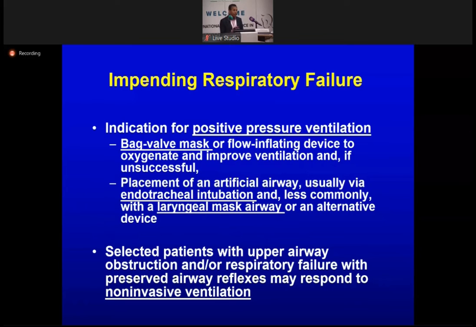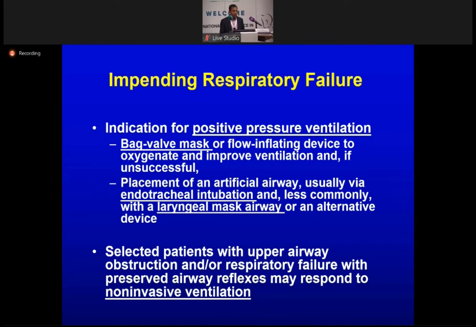And then if the preceding measures fail, and the patient is getting into impending respiratory failure, then that becomes an indication for positive pressure ventilation, which would be started with bag valve mask or flow inflating device, like Anderson valves, to oxygenate and improve ventilation, and then endotracheal intubation.